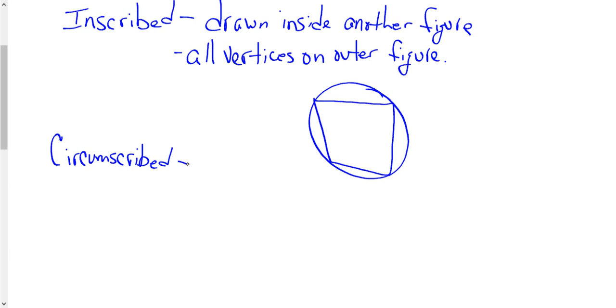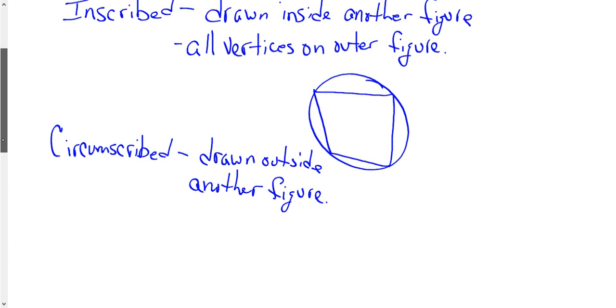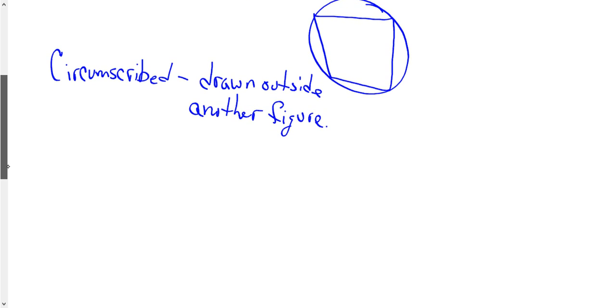Circumscribed just means drawn outside another figure. Like the prefix circum, based on circle, right? To circumnavigate the globe means to go all the way around it. To circumvent the rules means to go around the rules. Circum, right? I think you probably know what the other one means, but that's not what we're talking about. All right, so those are those two terms.